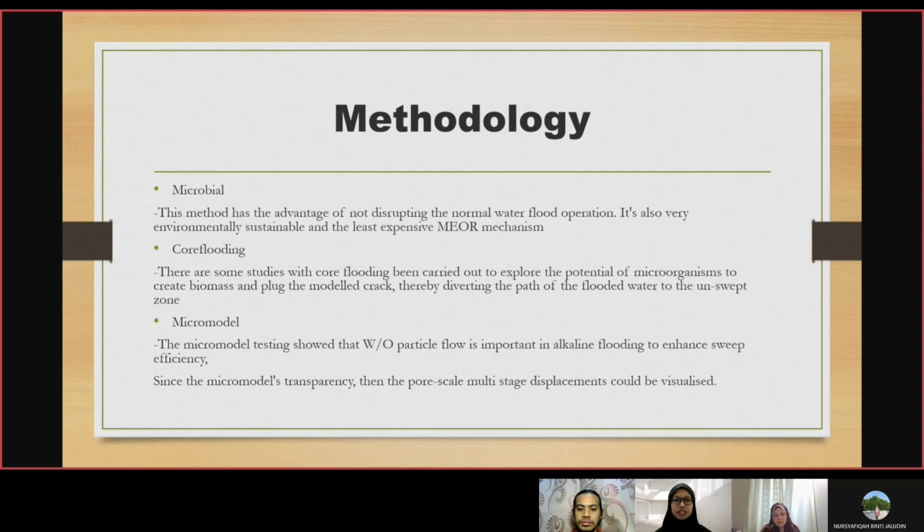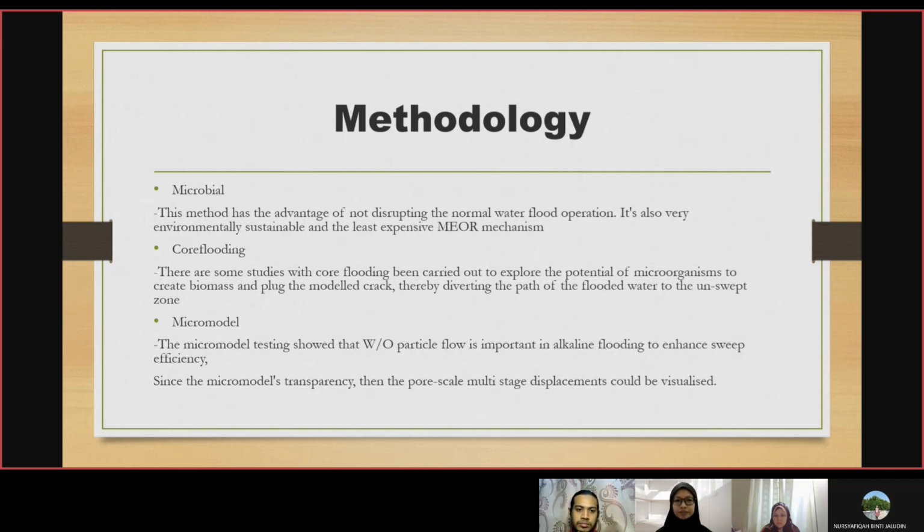As for the methodology, in EOR, in OR and sweep efficiency, we have microbial, core flooding, and also micromodel. As for the microbial, this method has the advantage of not disrupting the normal water flood operation. It is very environmentally sustainable and the least expensive MEOR mechanism.